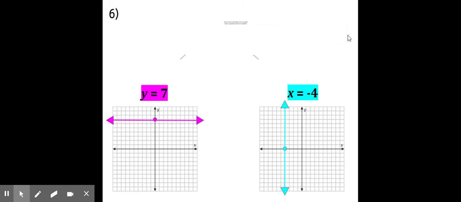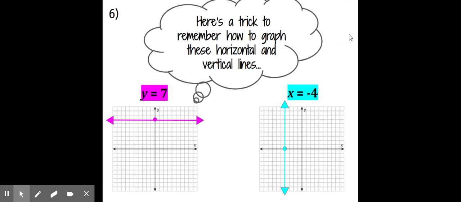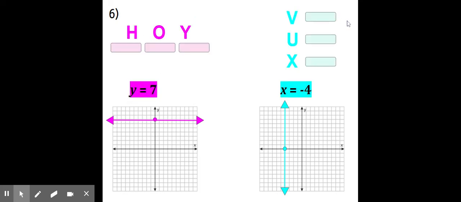Well, what I'm going to do here is show you a trick to remember how to graph these horizontal and vertical lines that are written in standard form. It is called HOI-VUX. I know that sounds pretty silly. It's kind of fun to say it. HOI-VUX. It might sound silly, but it's an acronym that will help you to remember what these lines look like because they can be easily confused. So let's just visit the HOI. Where's the HOI coming from? Okay, why is this helpful?